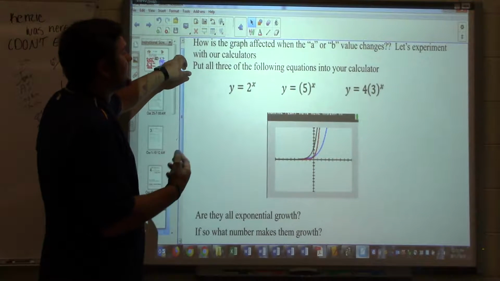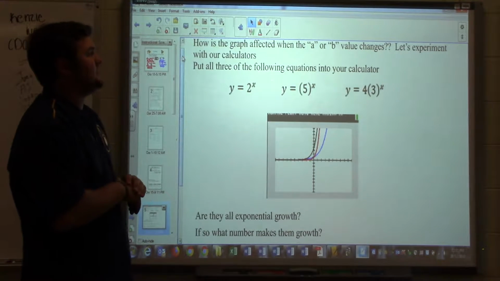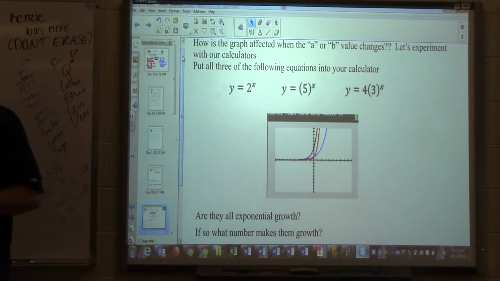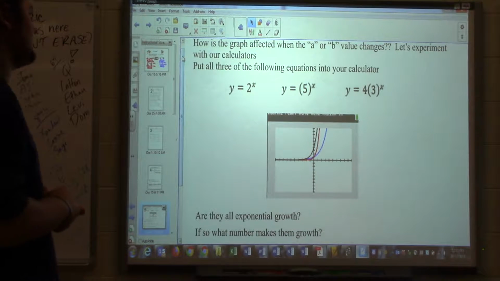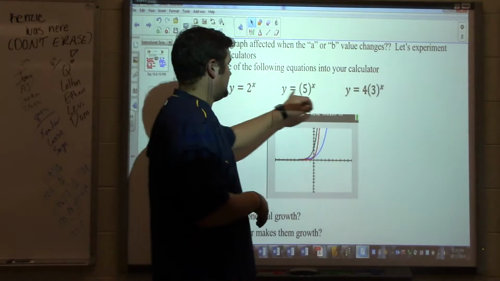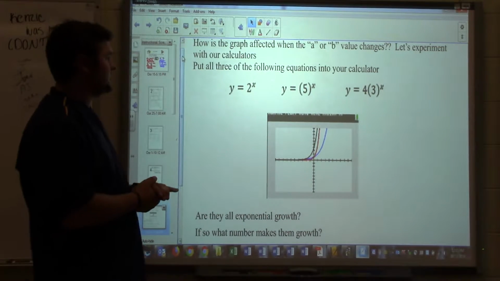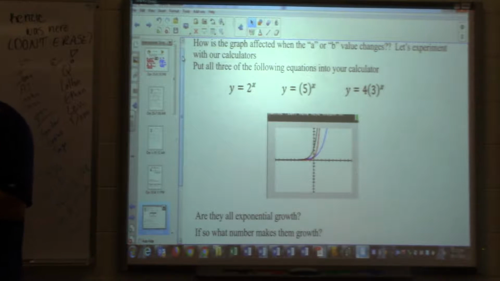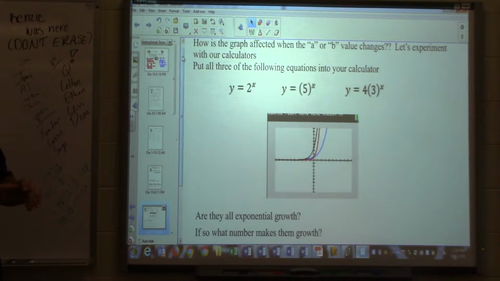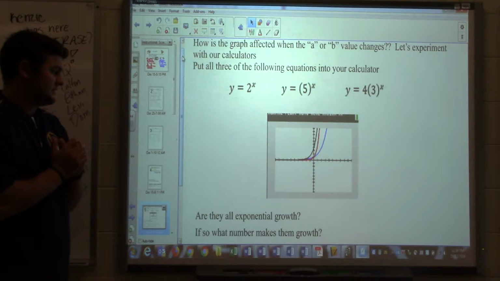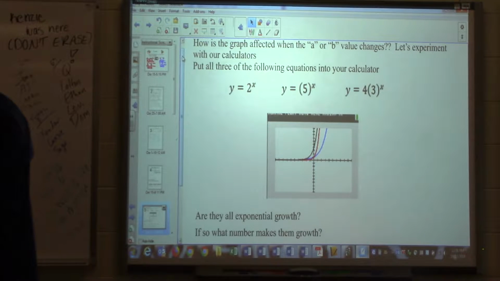So let's talk about how the graph is affected when the a or b value changes. Take out your calculators. Put these three into your calculator: y equals 2 to the x, y equals 5 in parentheses to the x, y equals 4 times 3 in parentheses to the x.